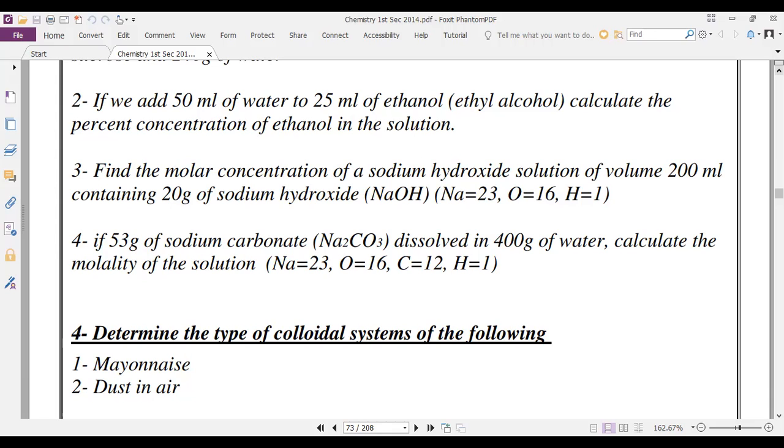Number 2, it's dust in air. Medium of dispersion is gas. Dispersed substance is solid. So it will be solid gas, right? Yes, solid gas. Right. Thank you, Mariam.